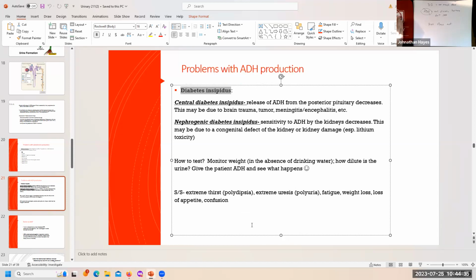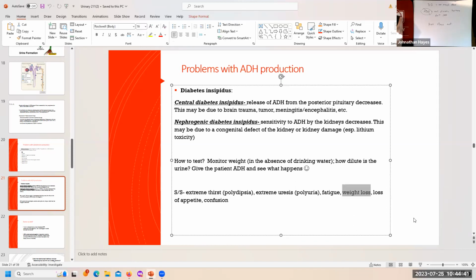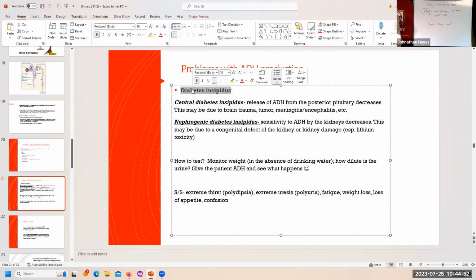You've given them 2 cups of water, but they've peed out 10. Okay? So weight loss or weight change is a way to diagnose that. Okay? And then the confusion will certainly kick in. So if they have a head injury and they start having the polyuria and the polydipsia, this might be something you would want to think about. Okay?